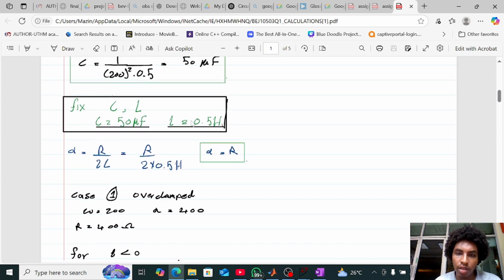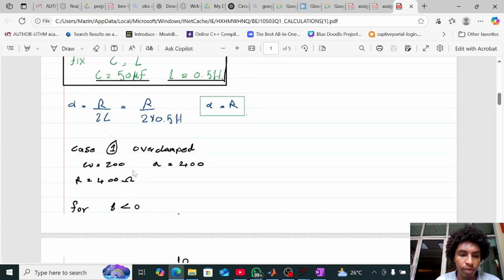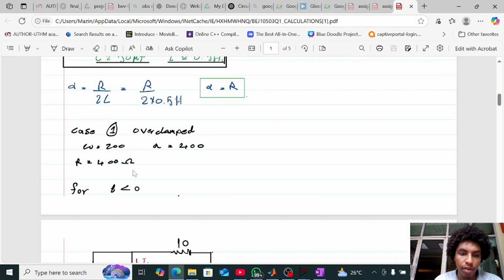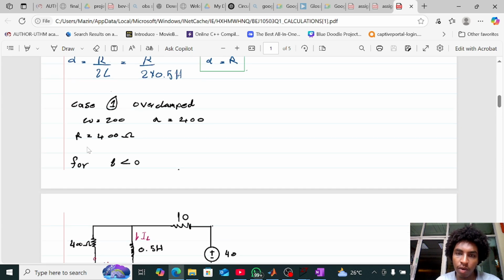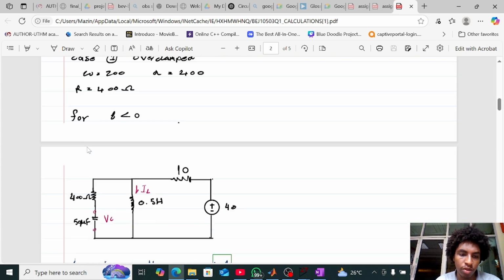Since L equals 0.5, when we multiply it by 2, we will have 1, so omega equals R every single time. So for the overdamped, we use omega as 200 fixed value and alpha 400. That means our resistance is going to be 400 ohms.